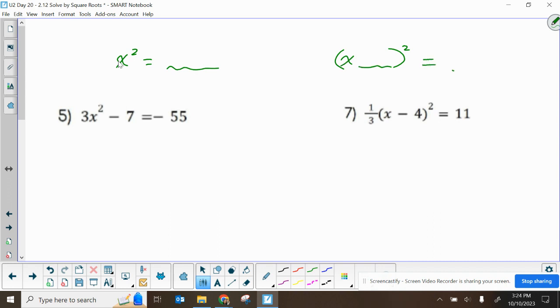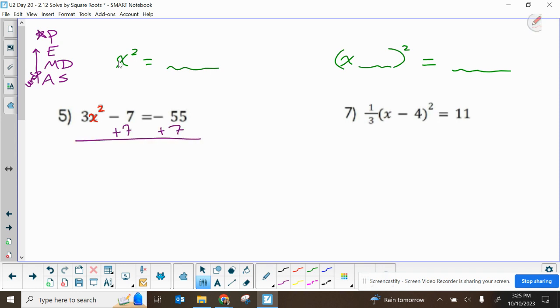Whenever we have either x squared equals something, or something in parentheses with x, that thing squared equals something. Okay, so I'm going to start by trying to get my x squared alone. And remember, you're going to use please excuse my dear Aunt Sally: you always do parentheses first, but then you undo things backwards when you're solving. So I have to undo addition and subtraction first. So I'm going to add 7. And that gives me 3x squared equals negative 48.